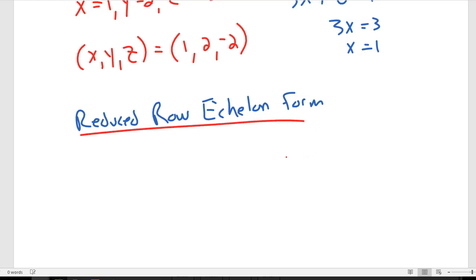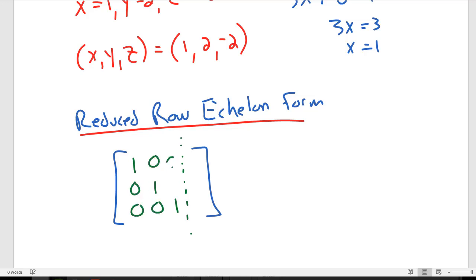All right, so here's what the reduced row echelon form wants. It's going to convert the matrix to where we have 1s down the diagonal. So we're going to have a 1, a 1, and a 1. And then we're going to have 0s below the 1s, and we're going to have 0s above the 1s. And then we're going to have some number, some other number, and some other number.